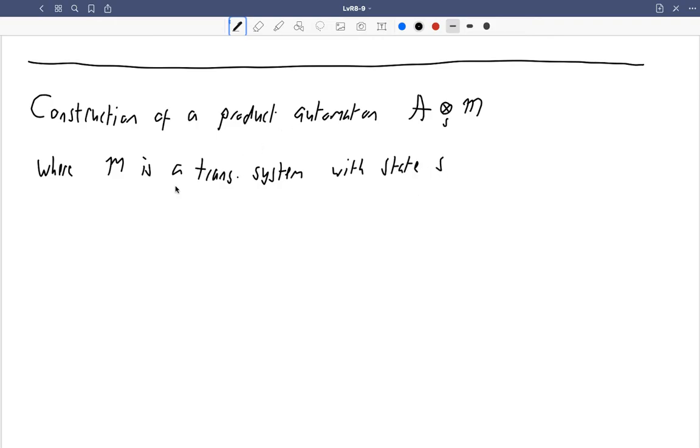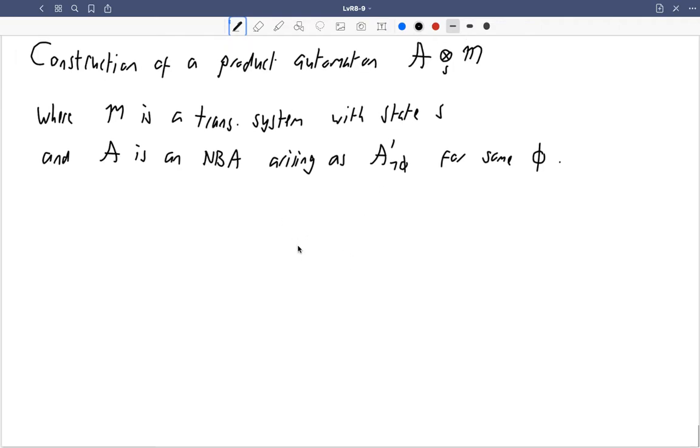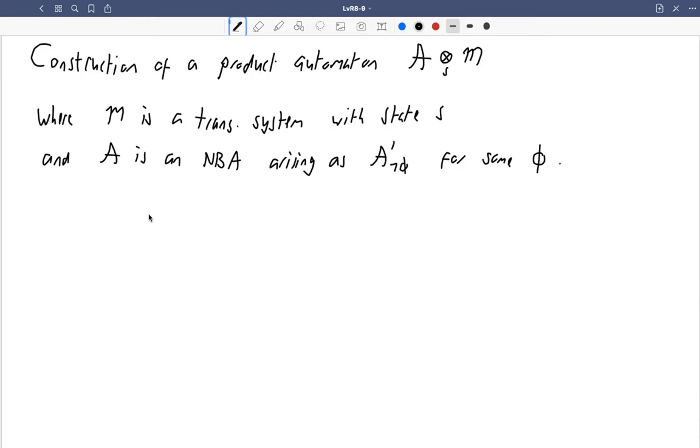So S is some state in the transition system, and A is an NBA arising, so we're only interested in those NBAs that arise in the algorithm, so arising as A of not phi for some formula phi. So in fact, there is a general product automaton that works for any non-deterministic Büchi automaton. Just to simplify things for the lecture, let's just restrict ourselves to the non-deterministic automata of the kind that we're interested in. And I shall put a little PDF note on the web page about the more general product construction.